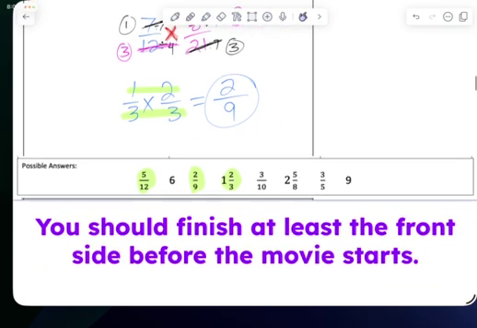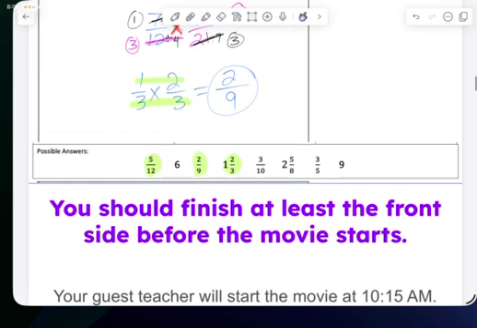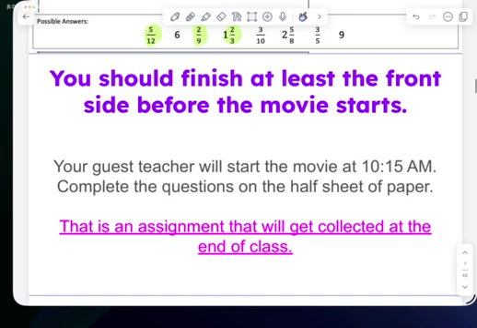Okay, you should finish at least the front side before the movie starts. Your guest teacher will start the movie at 10:15 a.m. You're going to complete the questions on the half sheet of paper. That's an assignment that will get collected at the end of class. So what half sheet of paper? There are questions about the movie on a half sheet of paper.